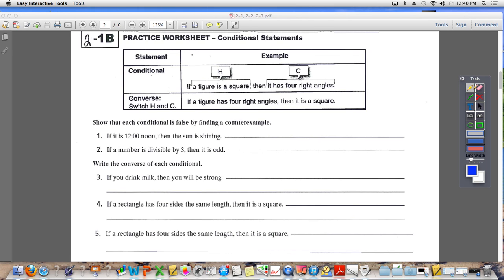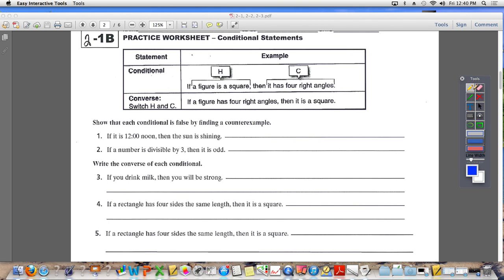We have a conditional statement. If a figure is a square, then it has 4 right angles. Is that a true statement? If you have a figure that's a square, it has 4 right angles. Do squares have 4 right angles, you guys? Yes. Yeah, that's a true statement.